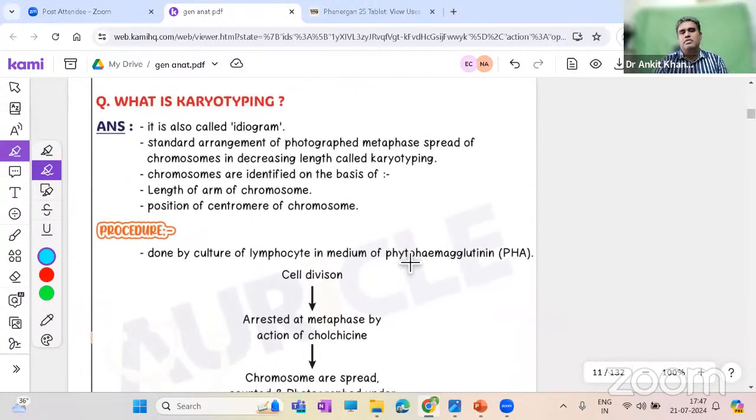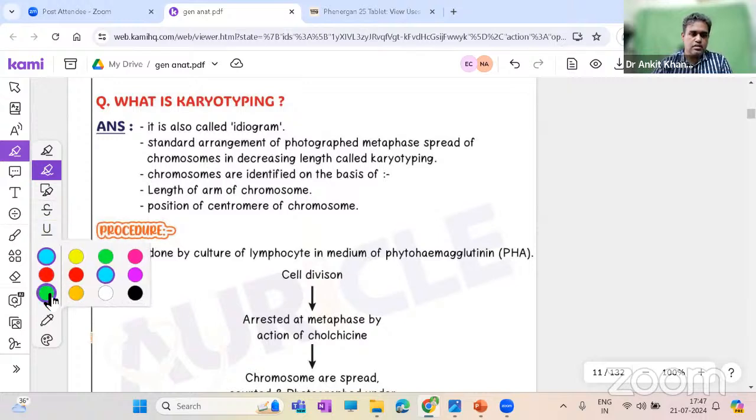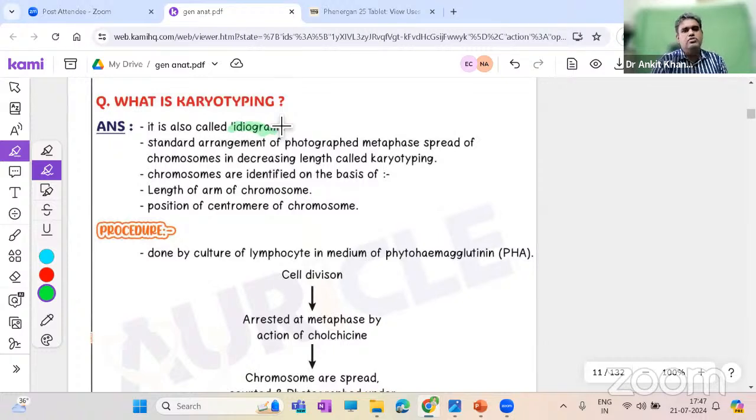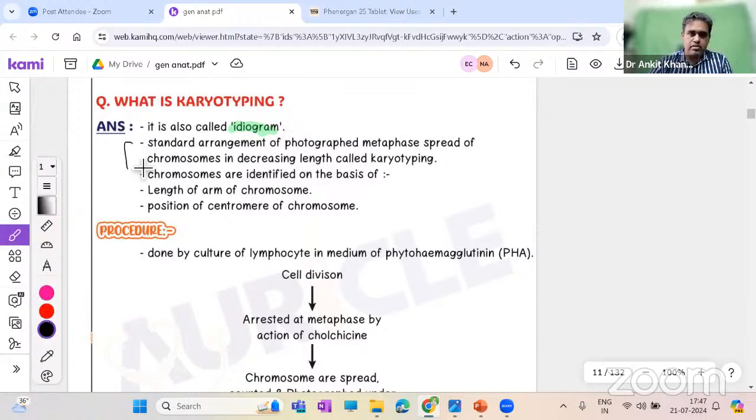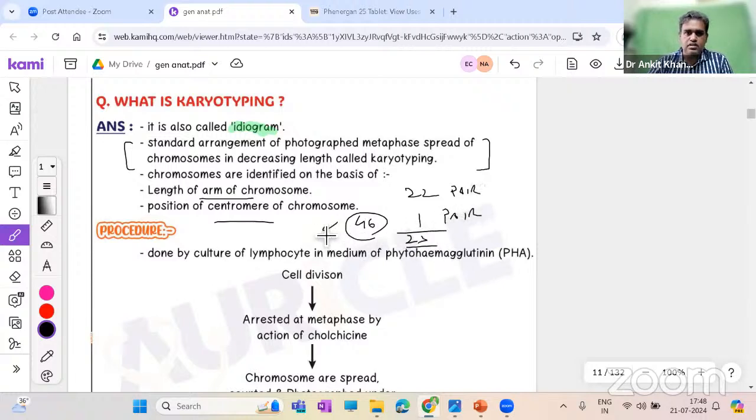Now coming to a bit of karyotyping. Karyotyping, genetics, simple. A few syndromes over there. It is also known as an ideogram. It is a standard arrangement of the metaphase spread of chromosomes in decreasing length. That is the definition of karyotyping. Chromosomes are identified on the basis of the length of the arm and the position of the centromere. We all know that there are 22 pairs of autosomes and one pair of sex chromosomes, a total of 23 pairs, that is 46 chromosomes.